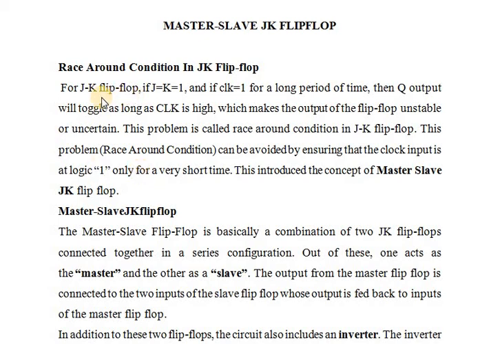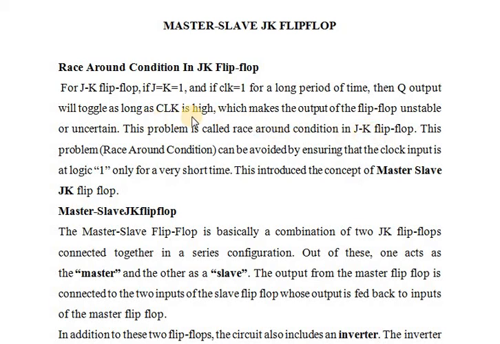Okay, for JK flip flop, if J and K are equal to 1 and if clock is high for a long period of time, then the Q output will toggle as long as clock is high, which makes the output of the flip flop unstable or uncertain. So this is the drawback in the JK flip flop that we are going to overcome in the master slave JK flip flop. This problem is called race around condition in JK flip flop.